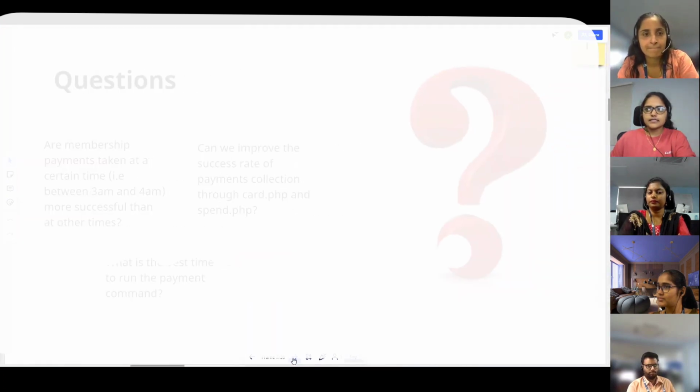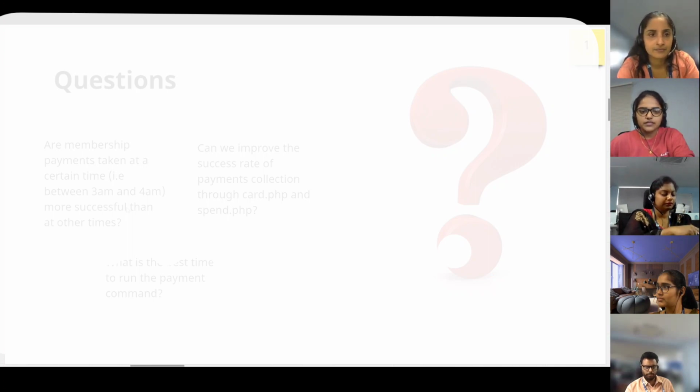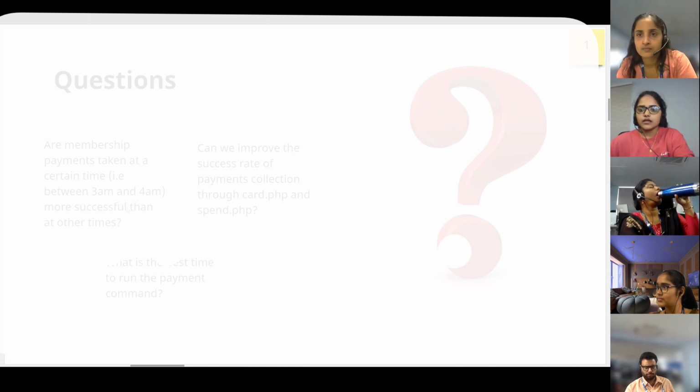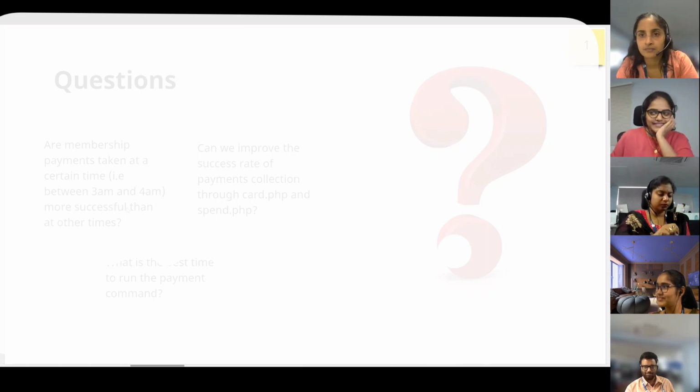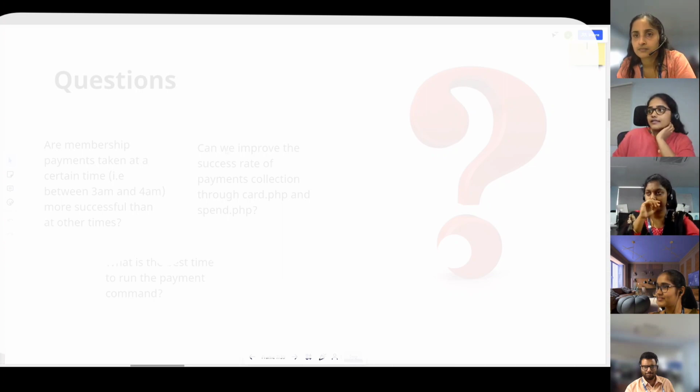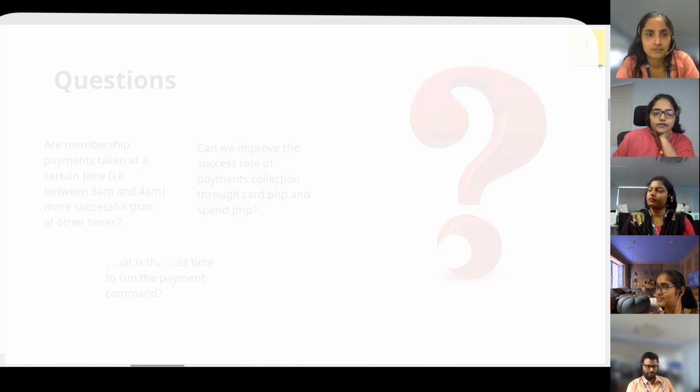And my analysis started with different questions in my mind. Those are these ones. Are the payments taken at a certain time? Here we have one payment gateway. It's suggested to take payments at 3 a.m. and 4 a.m. Is that the correct time? Because we are seeing a low success rate in spite of them saying it is a good time. And can we improve the success rate of our payment collection? And what is the best time and day for running the payment command? Those are the three questions I have.